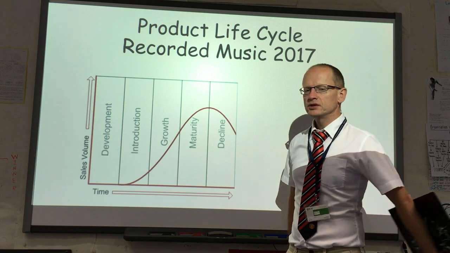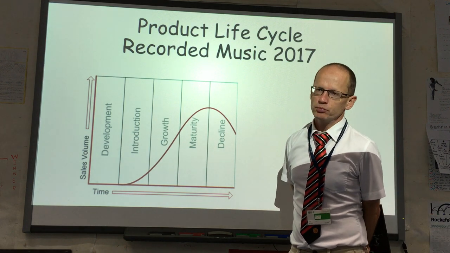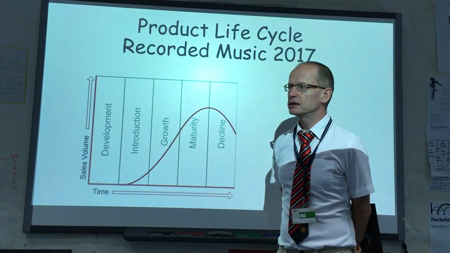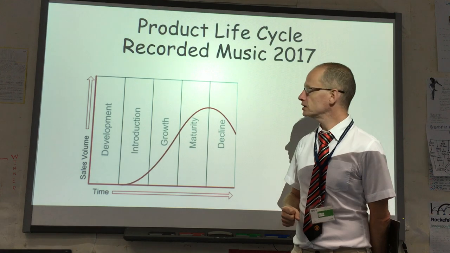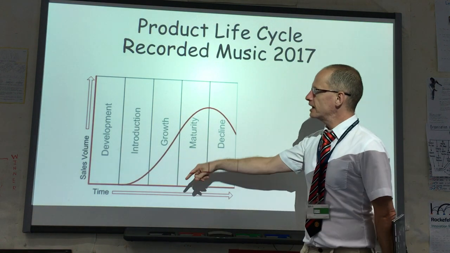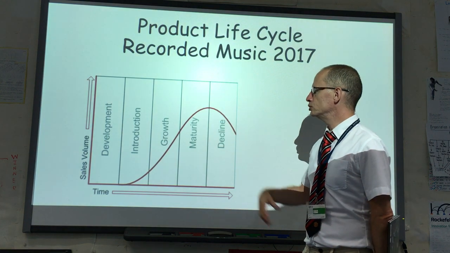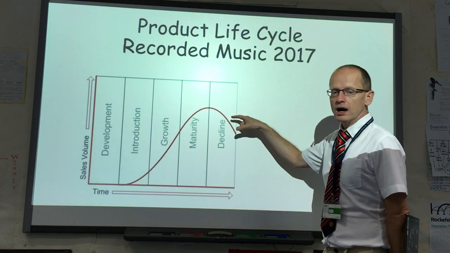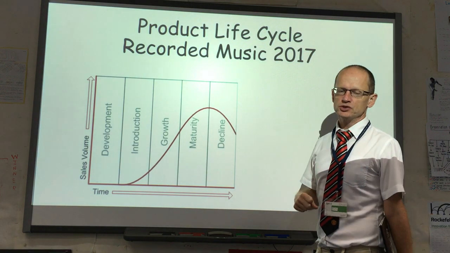The development stage is where consumer group companies are developing new products, but they never actually get to market. Only a small percentage of those products which are being developed get to market and become introduced. And then the product goes into the growth stage, then it goes into maturity, then it goes into decline. We also have, as products go into decline, extension strategies which are introduced.